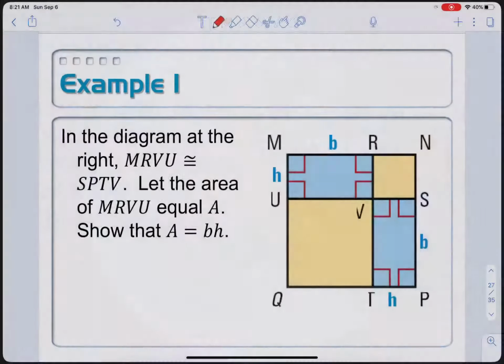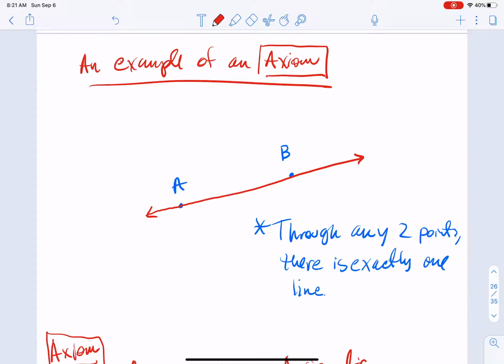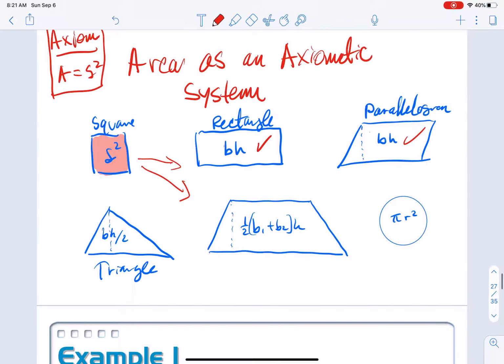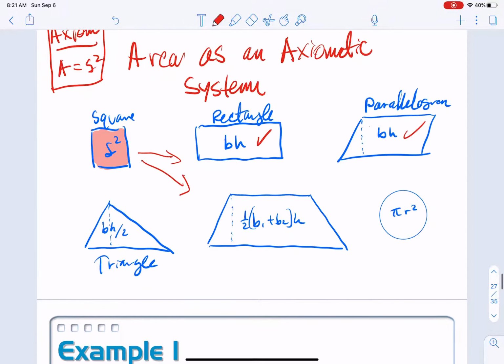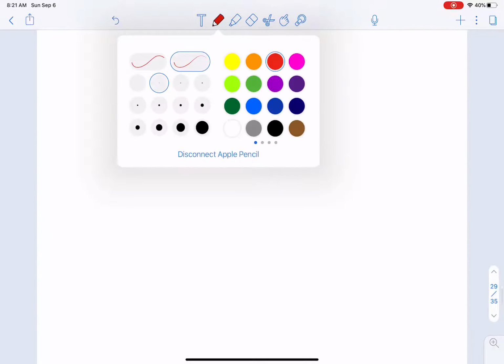Okay, so let me come back over here. So remember that we take the axiom, like here was an example of an axiom with 2 points forming exactly one line, and then we use that to help us prove more complicated things. We're going to use the area of a square, side squared, to help us specifically prove that the area of a rectangle is base times height. So here is how we would make one of these shapes. We're going to start with a very large square.